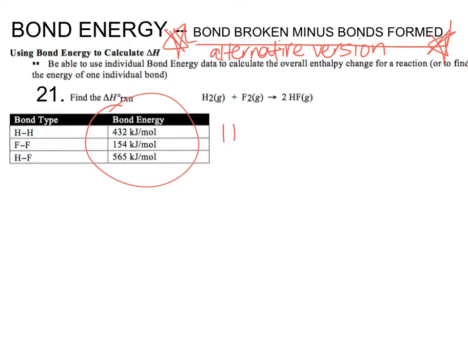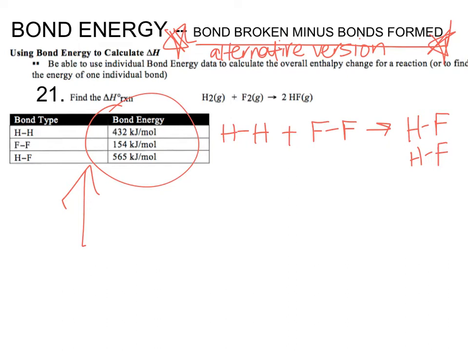So when we have H2, we know that it looks like that, right? And when we have F2, it looks like that. And when we have two HFs, we have two things that look like that. So all we have to do is, looking at our bond energies, take the sum of the bonds broken minus the sum of the bonds formed. So HH bond, if you look at the table, is 432 kilojoules per mole. An FF bond is 154. And we have two of these that are formed of 565.